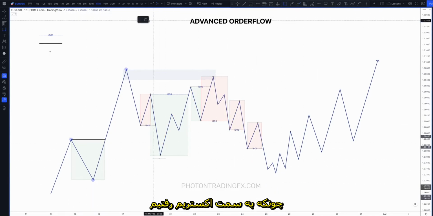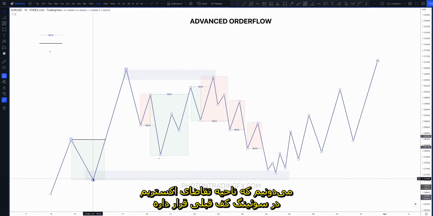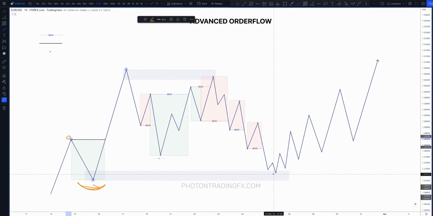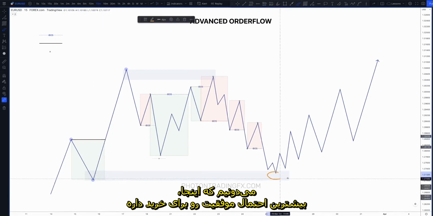Because we come into, say, the extreme. All right, we know that the extreme demand zone within the prior swing low, because remember, this is a strong swing low because it took out the swing high. So we're expecting this to hold. As price now comes into this extreme strong swing low, we know that this is the highest probability area to be buying to do what?